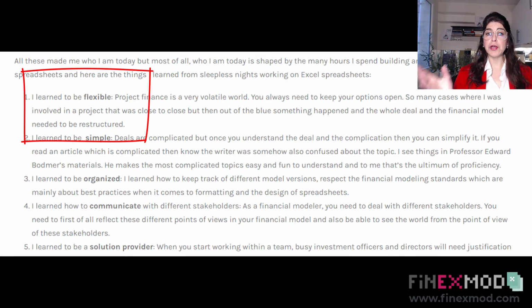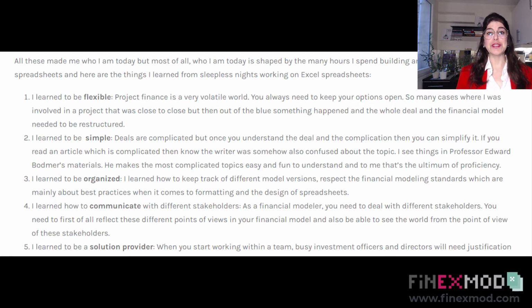A financial modeler needs to be flexible. Why is that? Because project finance deals and transactions in general are very volatile. So things are going to change, during the due diligence of a project, during the appraisal of a project. So you need to have this quality of flexibility within yourself so that you can accompany your team during the hard times when things need to be changed suddenly in a deal. And also the financial model itself needs to be flexible because of this volatility in transactions.